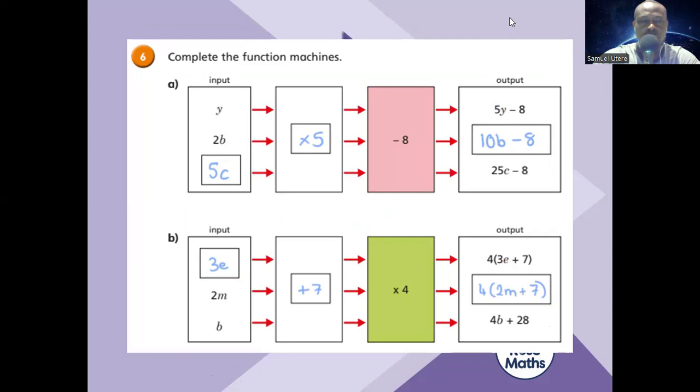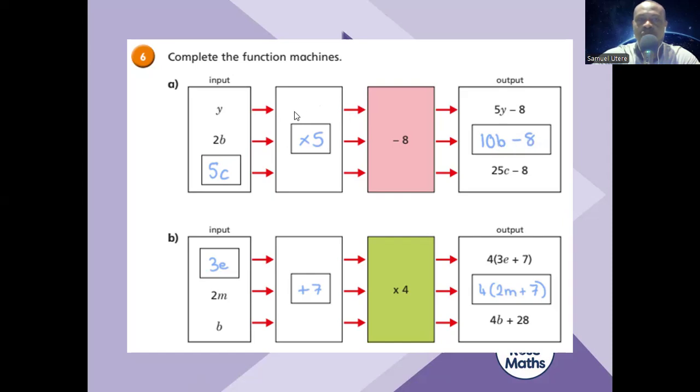Here you're asked to complete the function machines. Okay, so we can clearly see looking at the inputs, we have y, and then all the way at the end we have 5y minus 8. So it's clearly visible. Remember one of our early lessons, you can look at the first step going all the way from the input to the end, and then check the second one to make sure you're getting the same result.